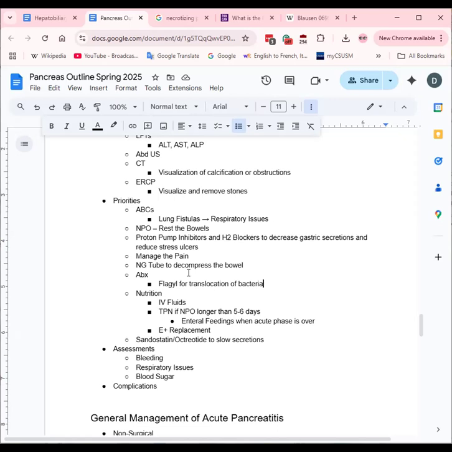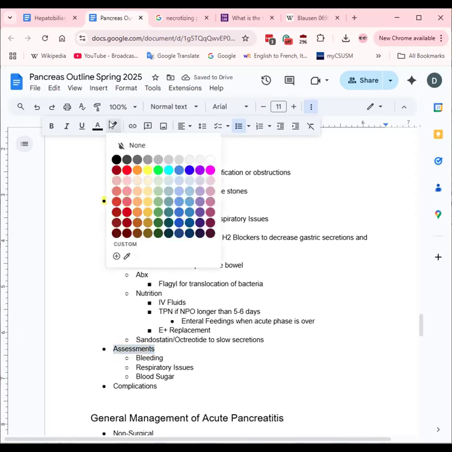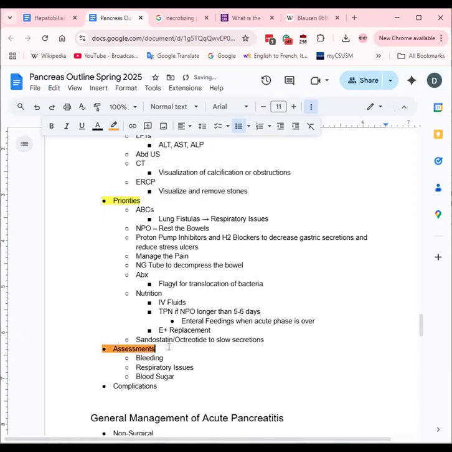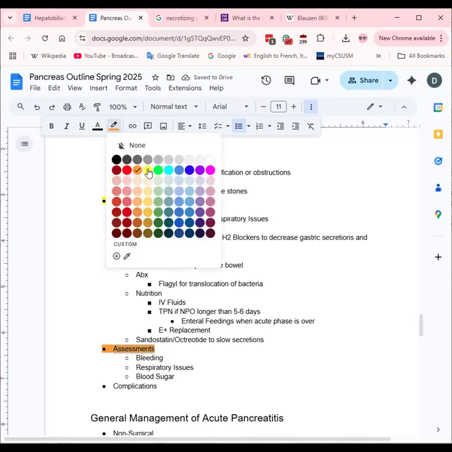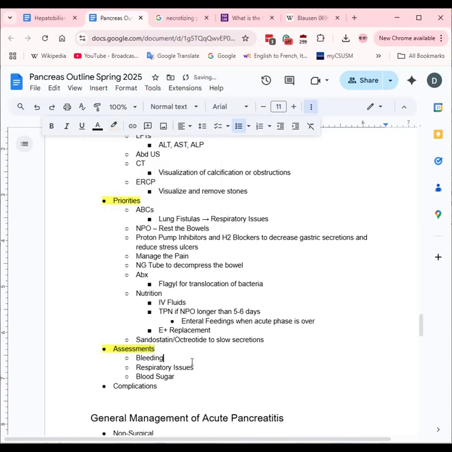And then they can also get octreotide, just like the liver. So another connection, octreotide, because it can help slow down the secretions. Your assessment, again, is going to be your bleeding risk because of the necrotizing pancreatitis, respiratory issues because of the fistulas, and then sugar because it's your pancreas, and your pancreas deals with blood sugar. Jesus, there's so much stuff here.